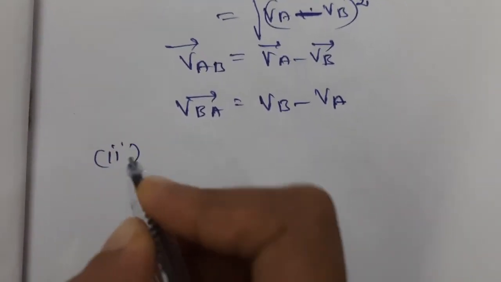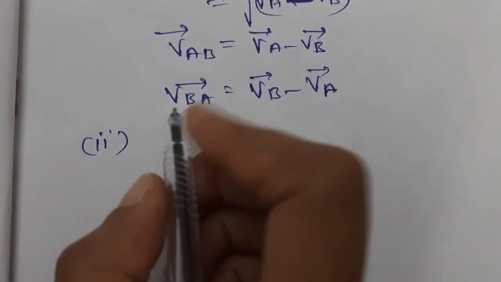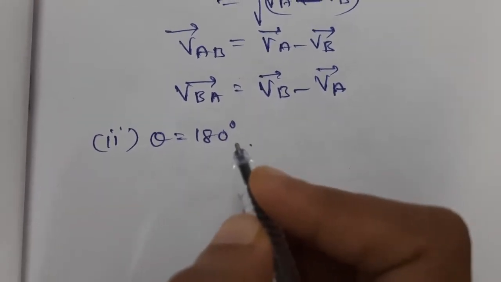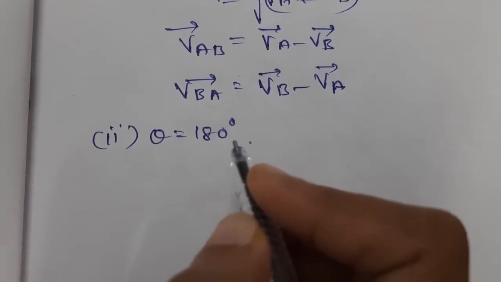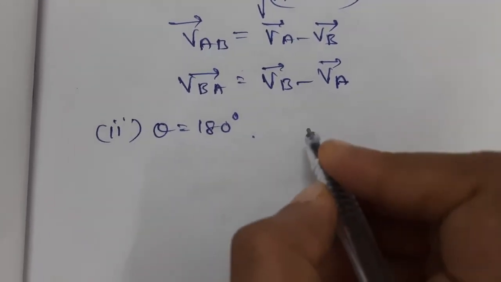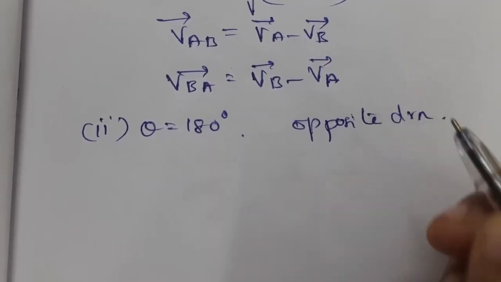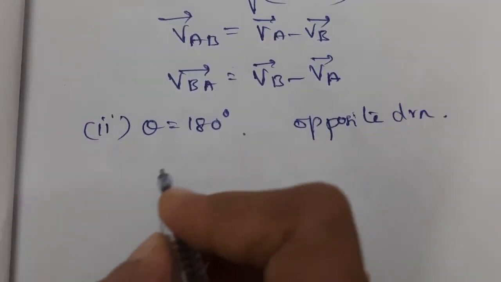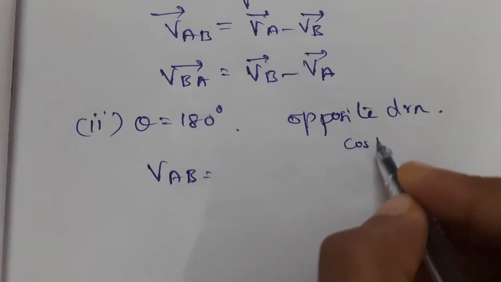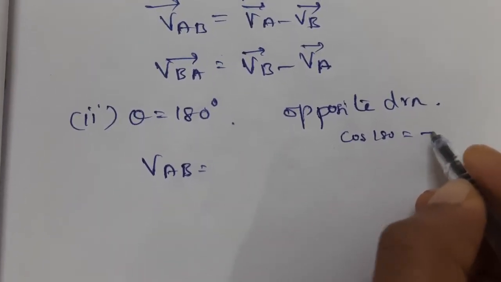Second case. When theta is equal to 180 degree, that is the body is moving in the opposite direction. So we have VAB is equal to, what is cos 180? Cos 180 is minus 1.